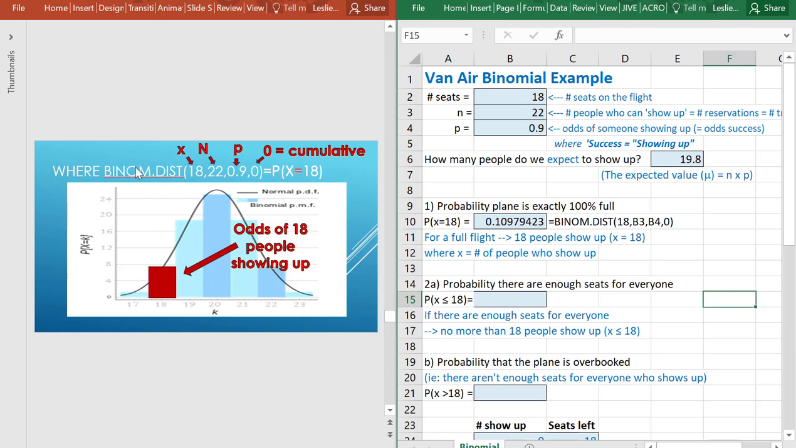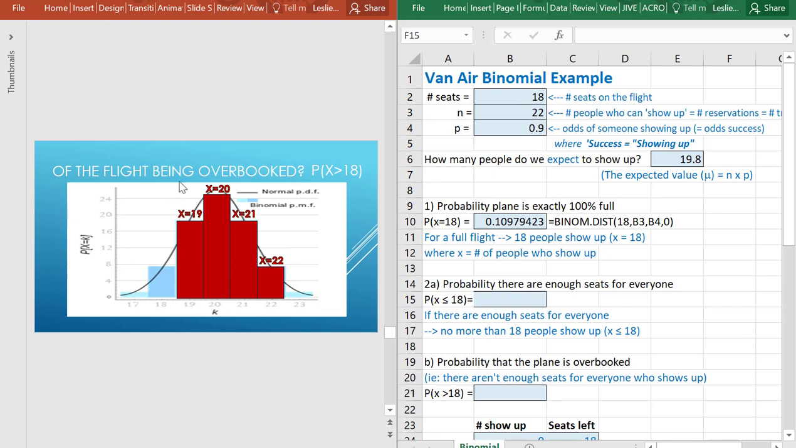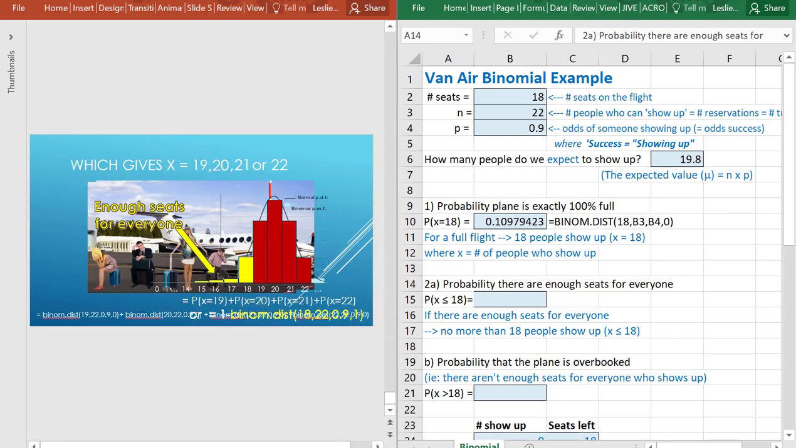Now, the next question we want to answer is, what are the odds of the flight being overbooked? And that's this scenario here where over 18 people show up. If we allow up to 22 reservations, that's either 19, 20, 21, or 22 people who show up. Now, a little bit easier than doing this calculation, let's look at kind of the opposite of that first. Let's look at the odds of there being enough seats for everyone. Okay, so that's this yellow area here. So 18 and below. If up to 18 people show up, we have enough seats for everyone.